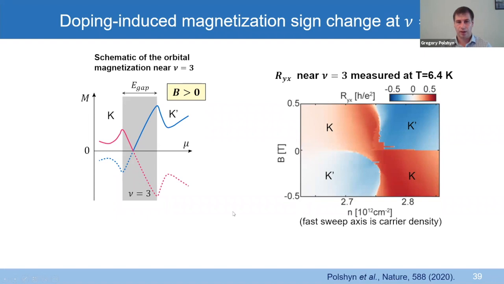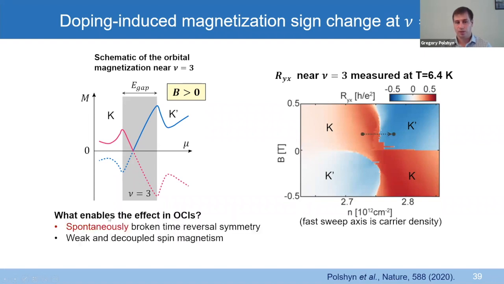So what enables this effect in orbital Chern insulators? There are two important factors. First of all, it's important to have spontaneously broken time reversal symmetry at the level of the electronic subsystem itself, right? So if we have some other extrinsic factor which breaks time reversal symmetry, for example, like in magnetically doped topological insulators, where it's some magnetic dopant which breaks time reversal symmetry, this will prevent this effect from happening, right? Because both states need to be exactly on the same footing.